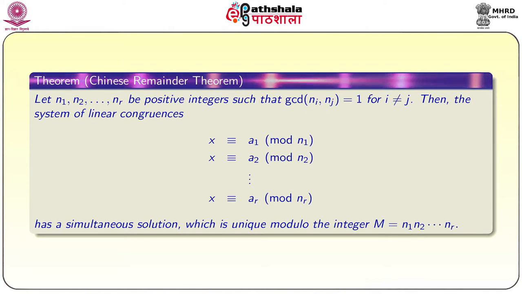Then x congruent to a 1 mod n 1, x congruent to a 2 mod n 2 and so on, x congruent to a r mod n r has a solution. That means there is an x satisfying all the congruences simultaneously. So, we can call this a solution for simultaneous linear congruences. Not only that, it says more: that solution is unique modulo the integer m, n 1, n 2 and so on up to n r.